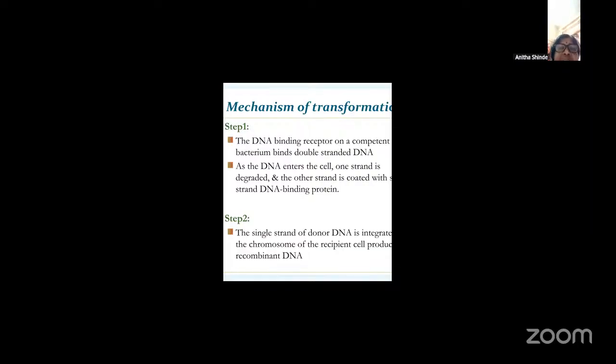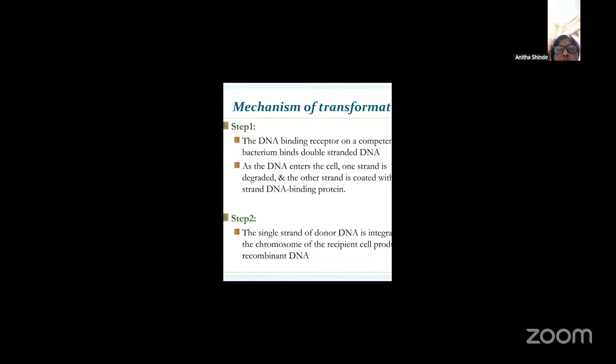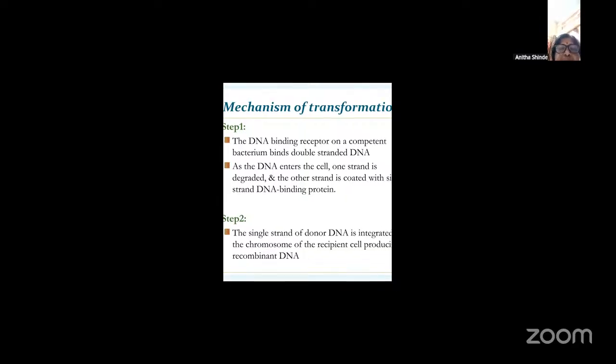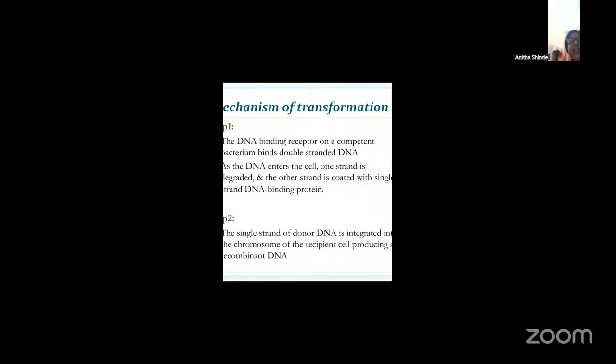The single strand of the donor DNA then is integrated into the chromosome of the recipient cell, producing a recombinant DNA. Okay, so now one strand only will remain. So that single strand of donor DNA, one will be degraded, and another only will be there. So this single strand of donor DNA will get integrated into the chromosome of the recipient cell, and it will produce a recombinant DNA. So this is the mechanism.